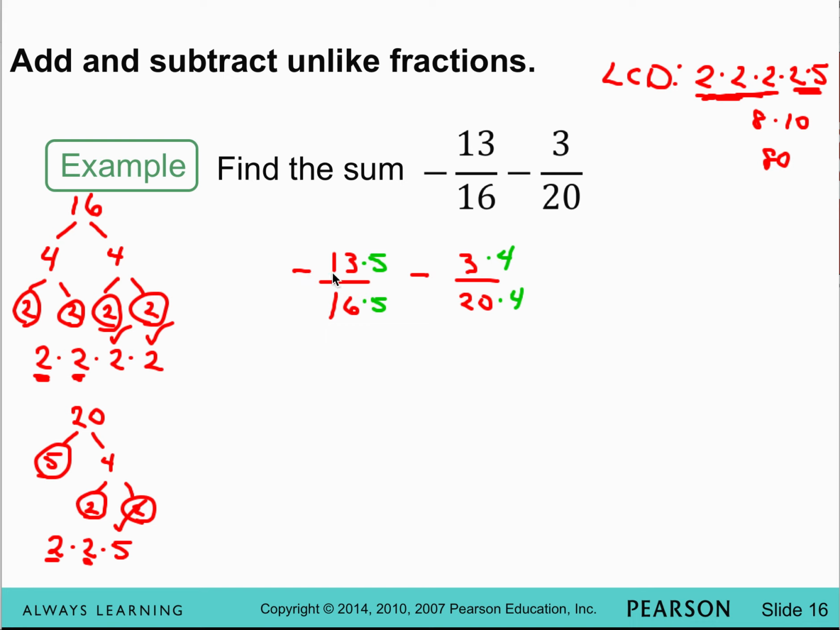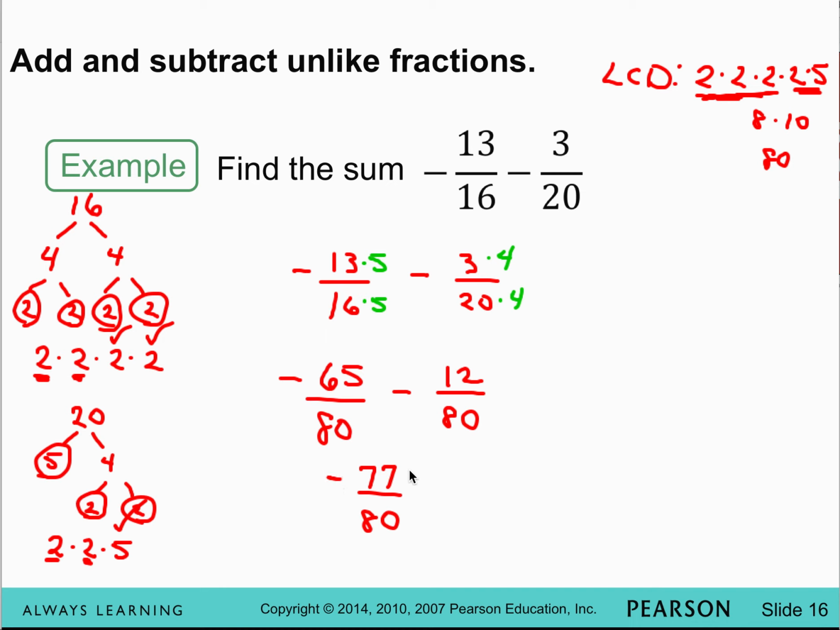Now, you might have to go over to the side and see what 13 times 5 is. It is 65. And then I already know 16 times 5 is 80 because that was my goal. 3 times 4 is 12. And I already know that's 80, again, because that was my goal. Now my denominator is the same, so it's going to stay the same. The signs are the same, so that means plus. So if I add 65 and 12, I get 77, and keep the sign in front of the larger number.